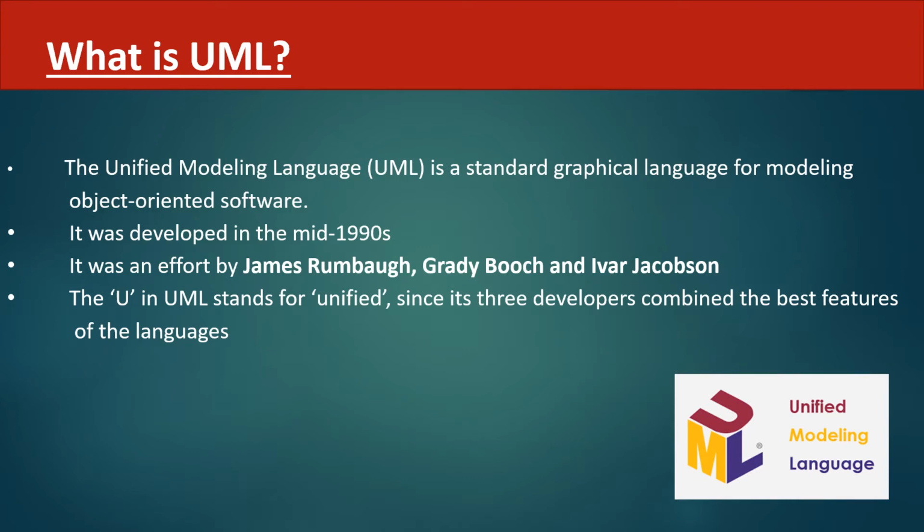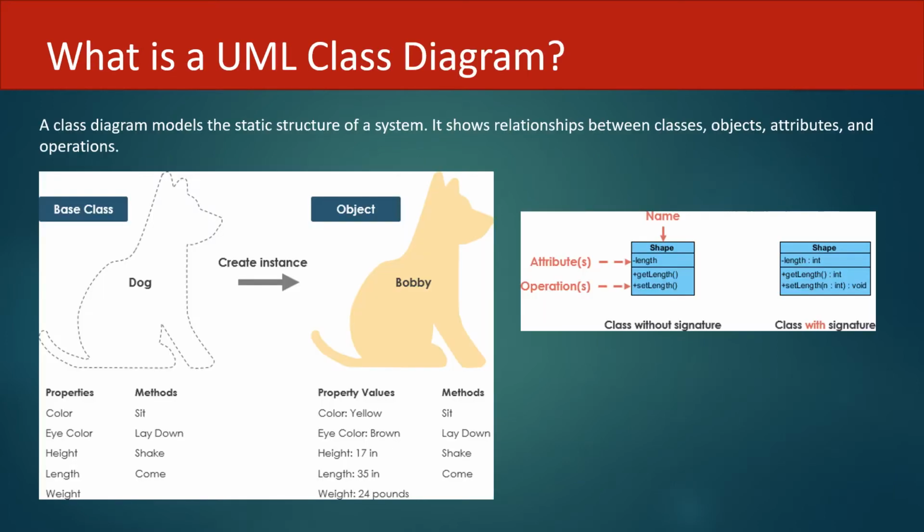So UML was developed in mid-1990s. It was an effort by James Rumbaugh, Grady Booch, and Ivar Jacobson. The U in the UML stands for Unified, since its three developers combined the best features of the language.